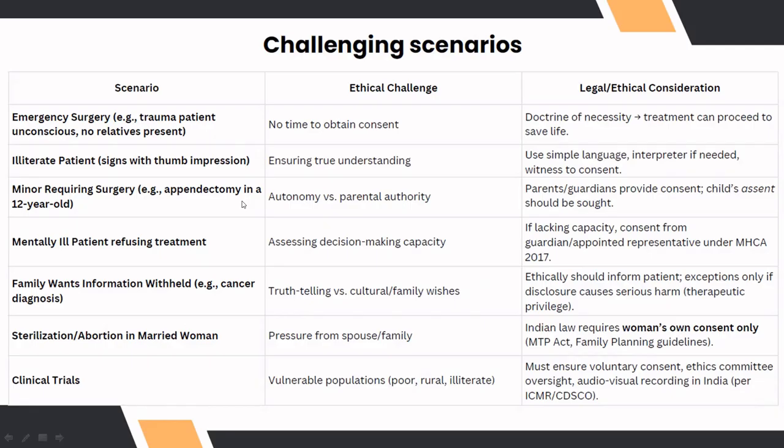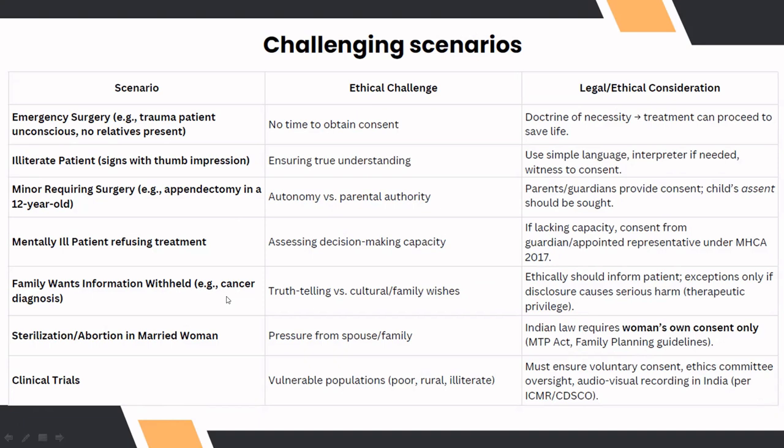If it's a minor requiring surgery, you have to look at the children's assent, something that is seen more outside India. Parents and guardians provide consent when it comes to Indian scenario. So autonomy here is very important to consider if you are doing a surgery in a competent child, even though it's a 12-year-old patient. Mentally ill patient, then there is a Mental Health Act and you have to follow the criteria of that act and then take consent from guardian or the appointed representative.